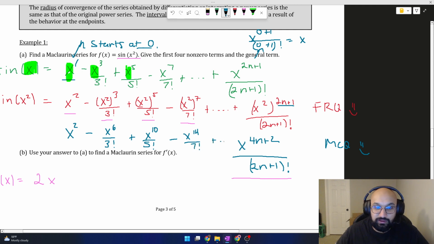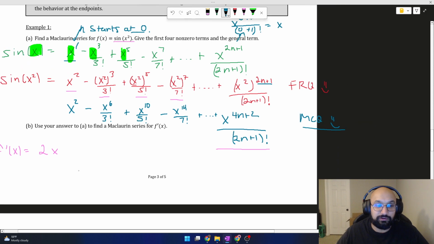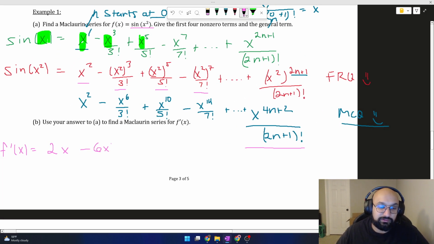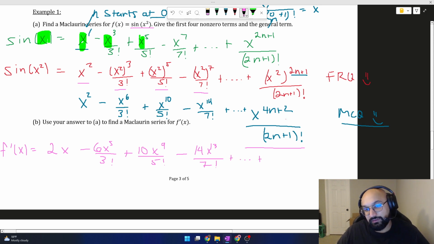So once again, in blue we have our MCQ smiley face, and that's what we can use to answer our question here, just because it's a little easier. So we get 2x minus 6x to the 5 over 3 factorial plus 10x to the 9 over 5 factorial minus 14x to the 13th over 7 factorial plus dot dot dot. And then now we want to take a derivative of these terms here.